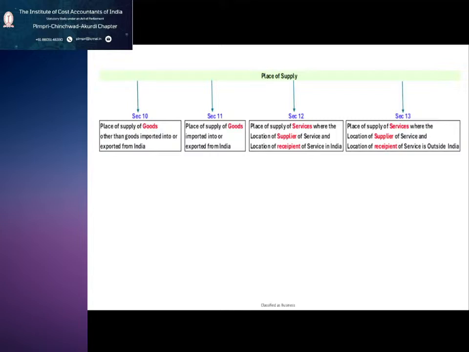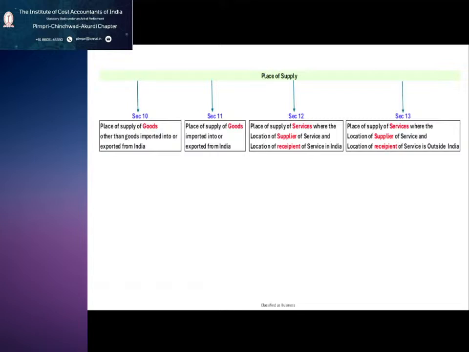So we have already seen section 12 subsection 7. Just to recapitulate, I'm going to go through all those sections from 10 to 13. In the recent question papers which I have seen, there are questions on the place of supply, and this has been asked for 7 marks. So place of supply is a very important part for us. Sections 10 to 13 are for the place of supply: 10 and 11 are for goods, and 12 and 13 are for services.